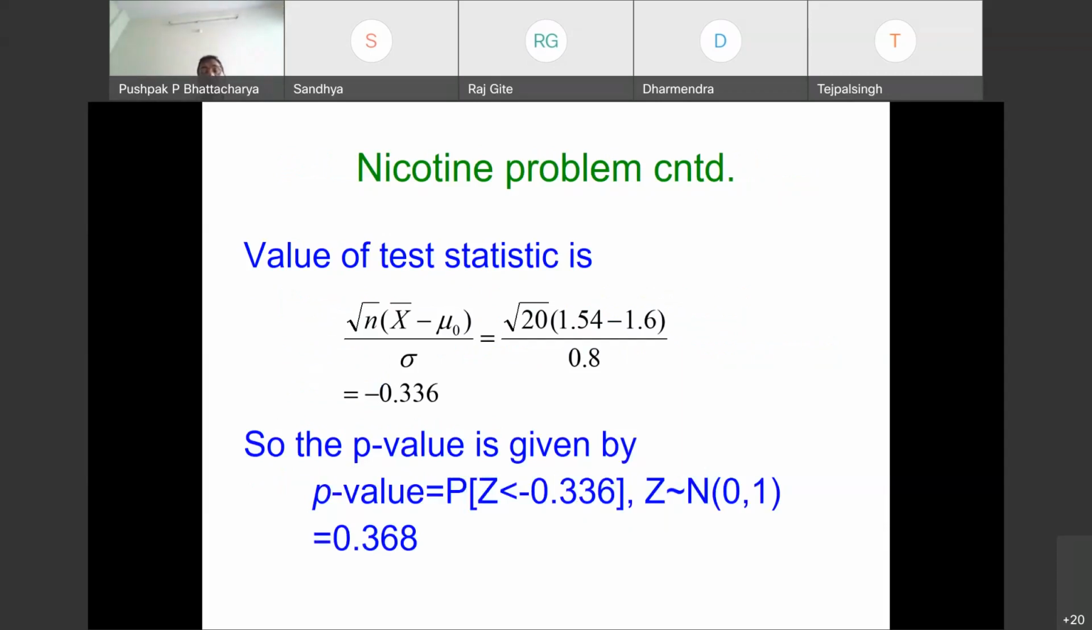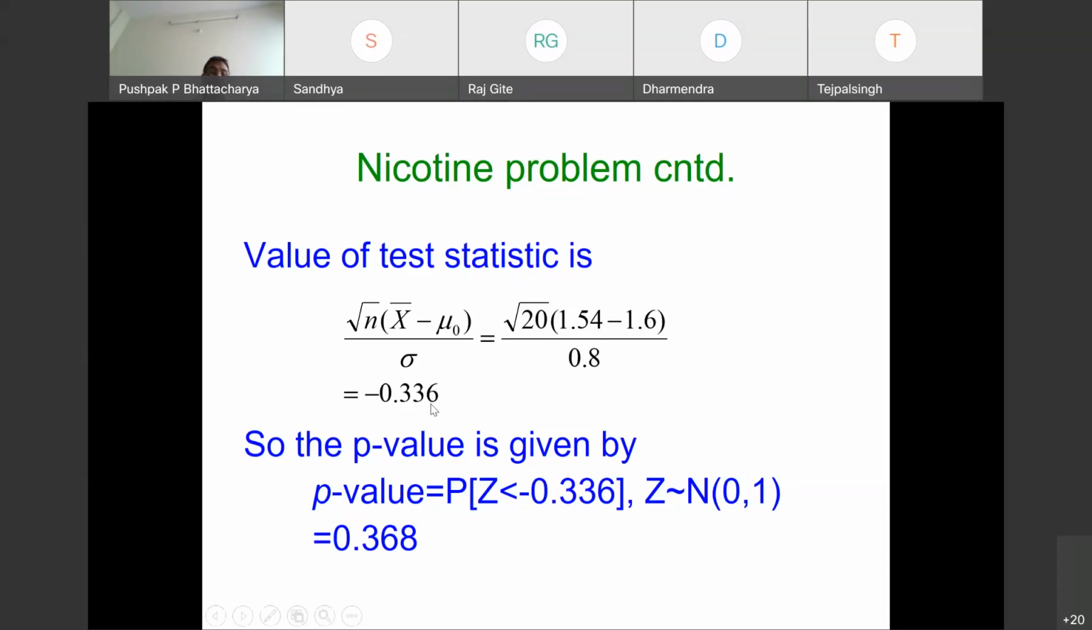So what is this quantity? We know that for a large number of samples, each of large size, the sample mean will follow a normal distribution. Now for the sample in front of me, I have got the mean score as 1.54, and 1.6 is told to me as the population mean. So I compute this quantity.